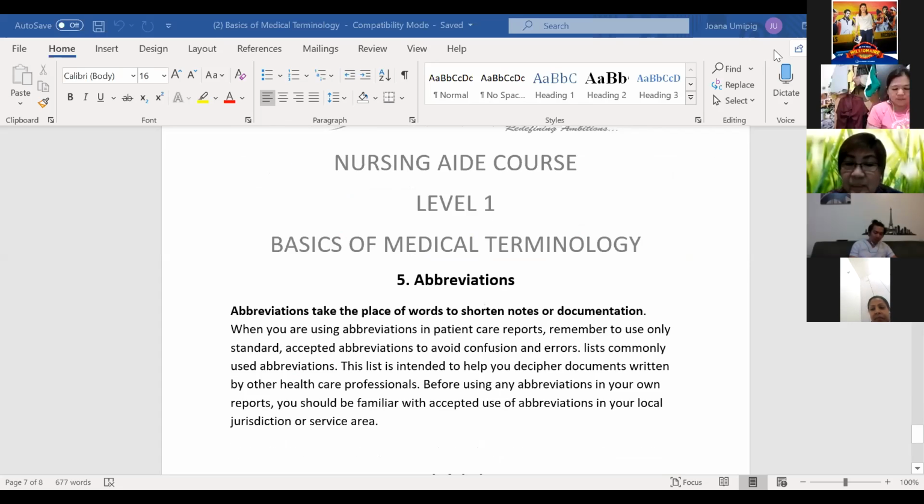So going forward, we have abbreviations. Abbreviations take the place of words to shorten notes or documentation. For example, out of bed. Instead of saying out of bed, you are just writing or saying OOB. Out of bed is an abbreviation.